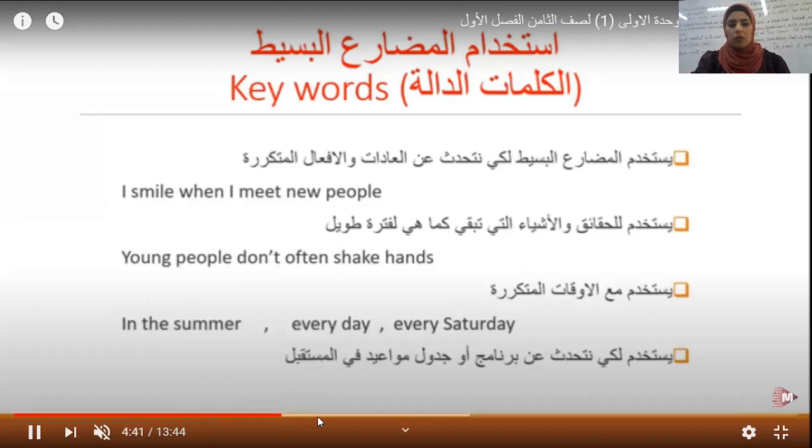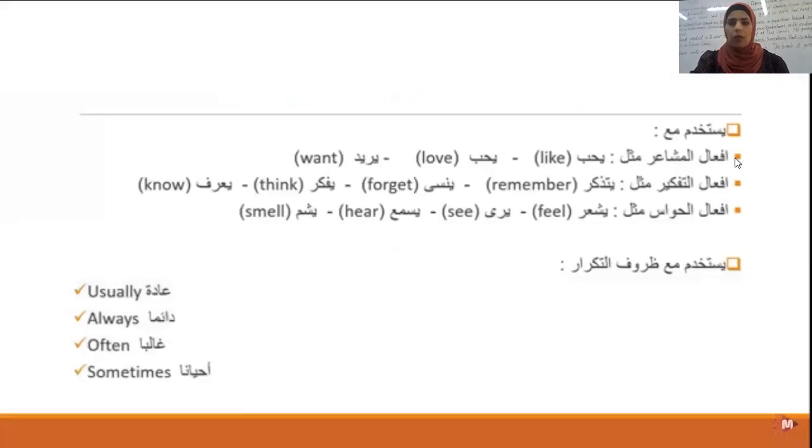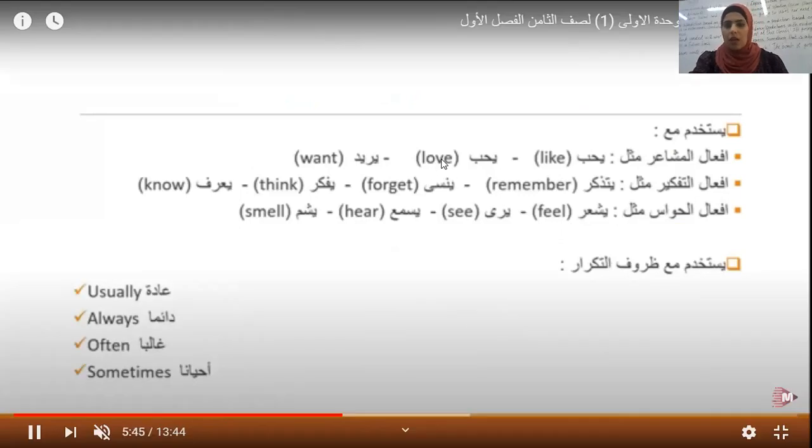Also, it is used when we are talking about feelings, like when I say I like banana, she loves her mom. Here we add s with love because she is singular. I want, she wants, they want to eat. And it's also used with thinking verbs, like remember. Do you remember when something happened?